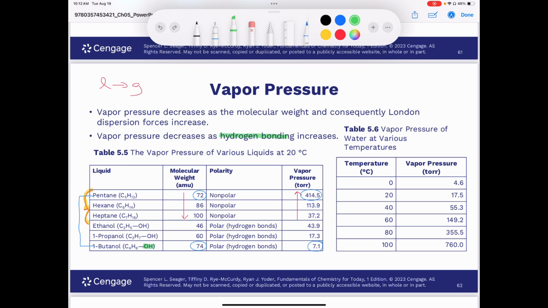And then you see this other trend here with ethanol, propanol, and butanol. All three of those compounds are capable of hydrogen bonding, but you see that ethanol has the highest vapor pressure, and butanol has the lowest. Why would that be? Because as the molar mass increases, the vapor pressure drops. The vapor pressure is highest for the smallest compound. Why? Because it has the least number of London forces.